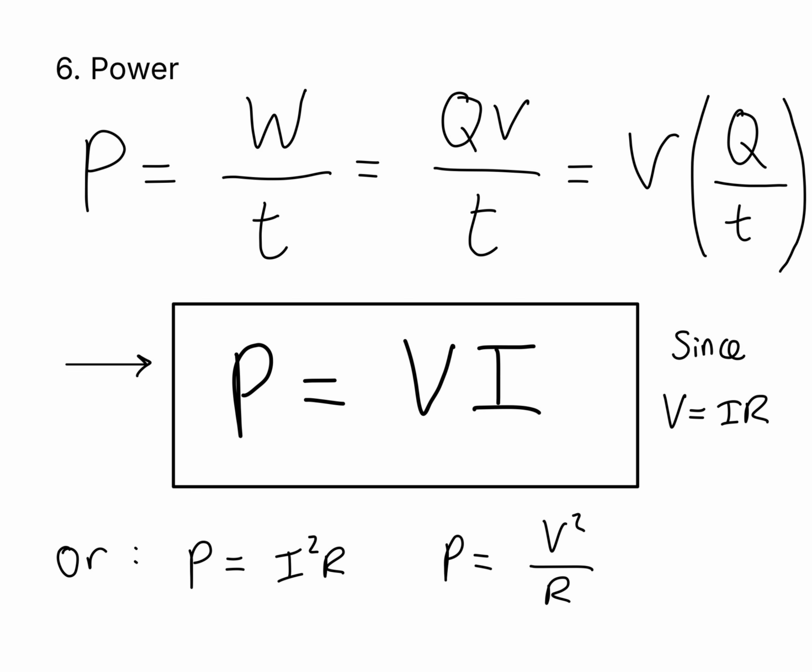And by substituting V equals IR, you can also write power as I squared R, or as V squared over R. 3 forms of the same equation, use whichever matches the quantities you've been given.